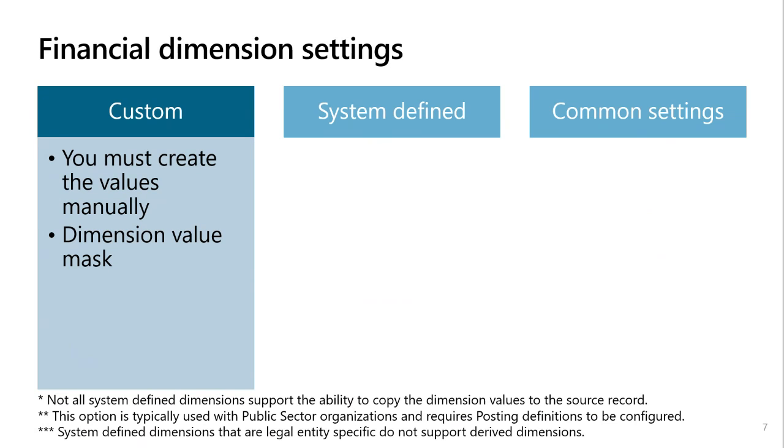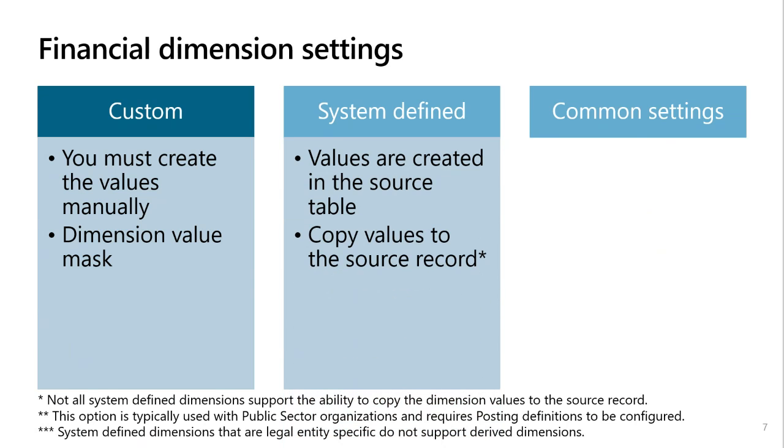When you use a custom dimension, you will need to manually create the values for the dimension. You will need to manually create the values in the financial dimension values page. We recommend that you consider defining a mask on the financial dimension to control the format of the numbers for the values. For example, if you want a 3-digit value, you will enter 3 pound signs in the mask.